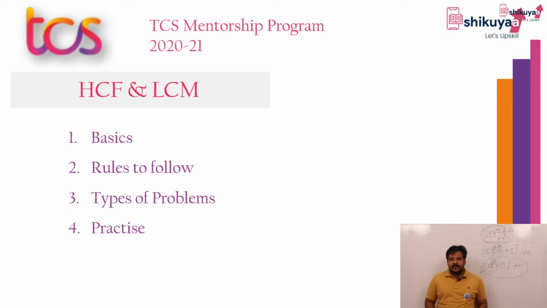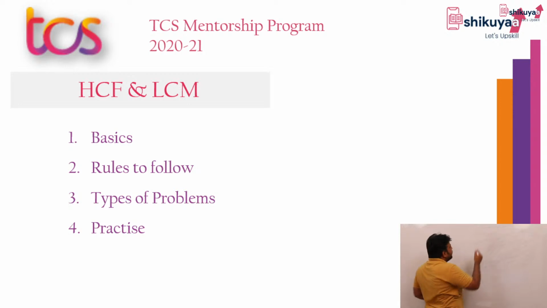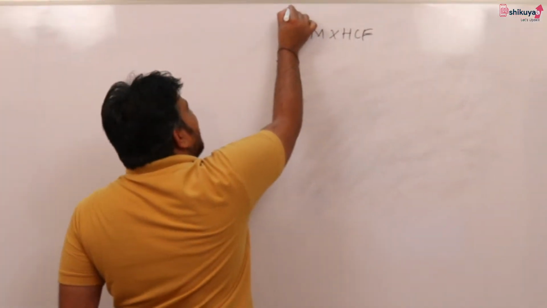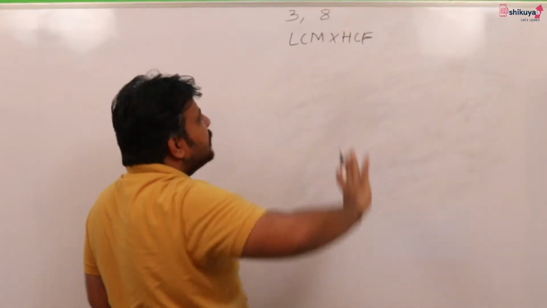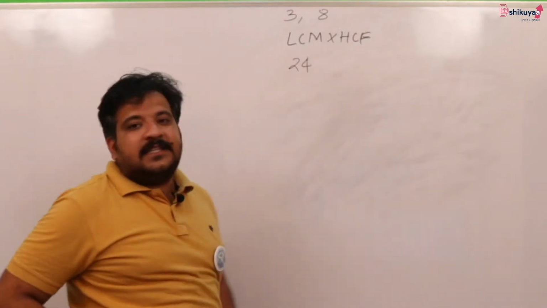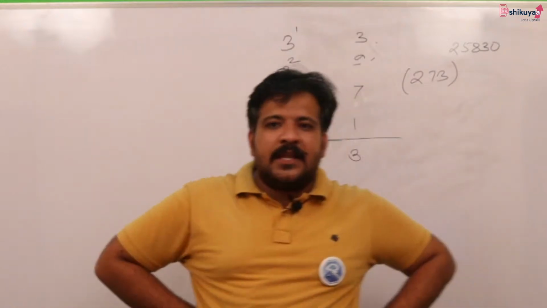So in HCF and LCM, it is important that you know the basics of what LCM and HCF are. Now there are a few rules of HCF and LCM. For example, LCM into HCF is always equal to the product of these two numbers. For example, let me write LCM of a number into HCF of those numbers. Let me take 3 and 8 as the numbers. So what is the LCM of these two? The LCM is 24. This is really essential that you should know.